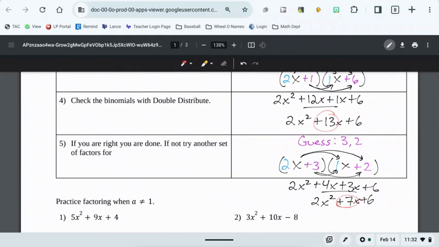So therefore, our correct answer is this. This is the answer we're looking for. 2x plus 3 times 1x plus 2.